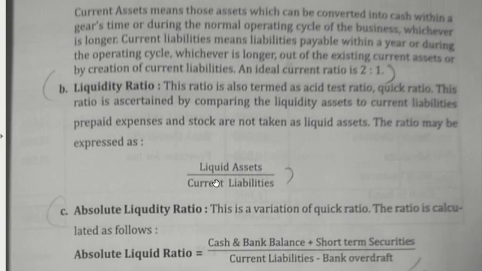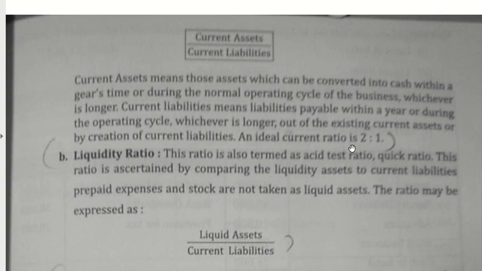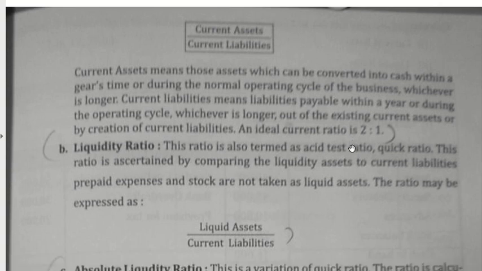So your current asset is 2 and your current liability is 1, wherein your current asset is more than your current liabilities.